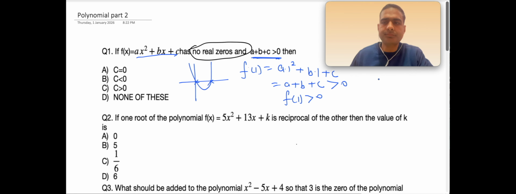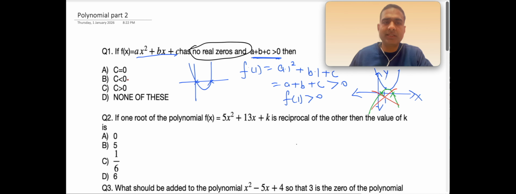So we got that f of 1 is greater than 0. If this is 1, this is the x-axis, this is the y-axis, f of 1 means there is some value which is positive. And the graph has no real zeros. So this is possible only if the parabola is opening upwards. If it were opening downwards, then at some place it would cross the x-axis, and in that case it would have real zeros. So that's not the possibility. So the parabola is opening upwards and it is not crossing the x-axis.